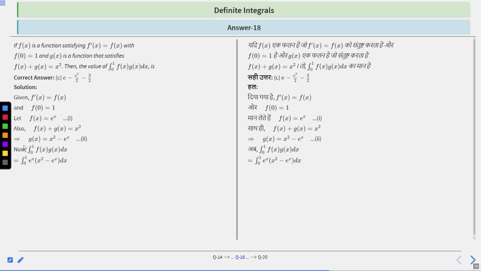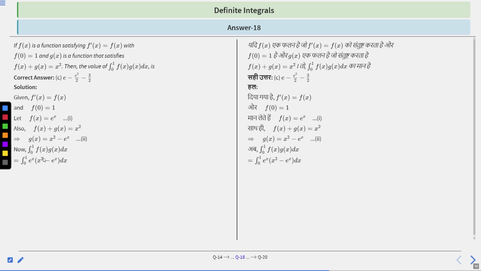Okay, let's move to the solution part. Given f'(x) is equal to f(x) and f(0) is equal to 1. So, if f'(x) is equal to f(x), which function do you remember in which f(x) is equal to f'(x)? So let f(x) be e to the power x, right? Therefore, also f(x) + g(x) is equal to x squared. Therefore, g(x) will be equal to x squared minus e to the power x.